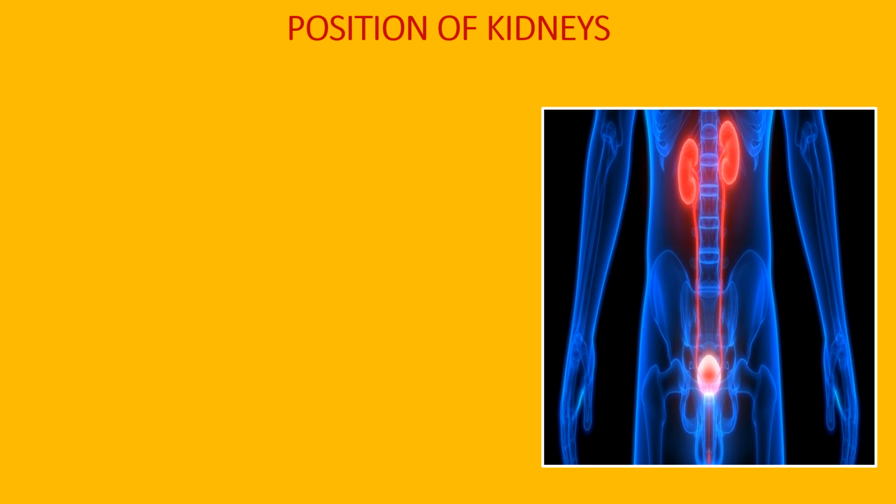Now let's discuss the position and shape of the kidneys. Where exactly are the kidneys present in our body? Dear students, first observe the image at your right side. This is our human body, and this is the abdomen region. In the abdomen region, a pair of kidneys are present. These two are the kidneys. They are present on either side of the vertebral column. To the left side and the right side of the vertebral column, we can find the kidneys.